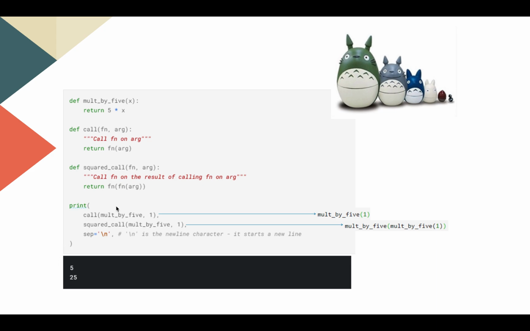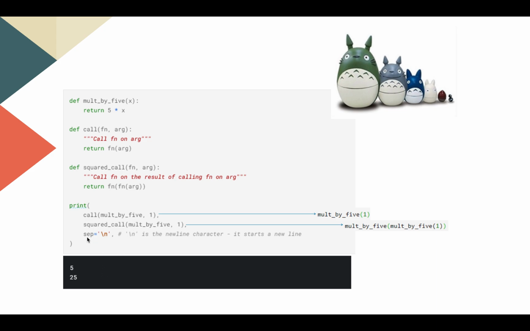So if we see it from the top, we can see fn and arg respectively are multiply by 5 and 1. So fn goes here and 1 goes here, which returns multiply by 5, 1. And then squared call, multiply by 5 goes here and here. So 1 gets multiplied by 5 and then multiplied by 5 again, which results in 25.